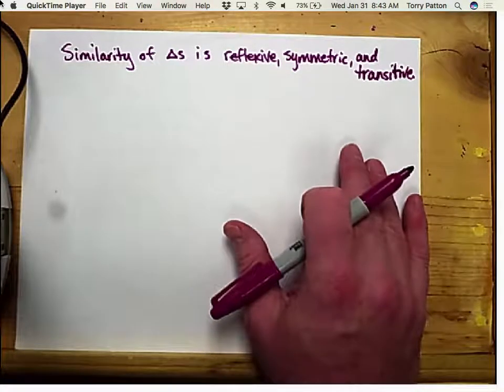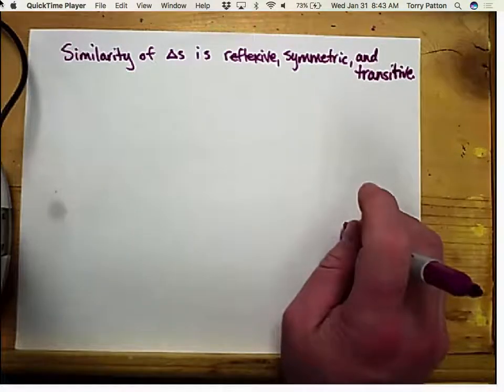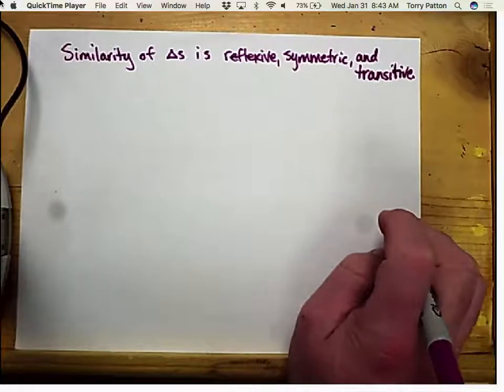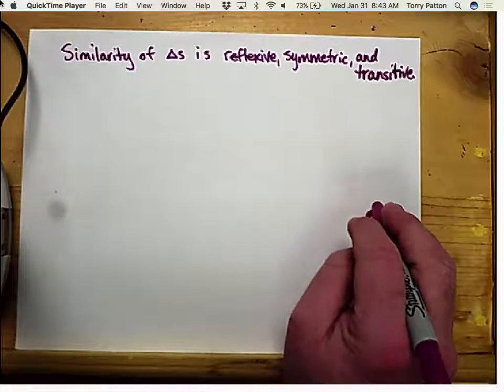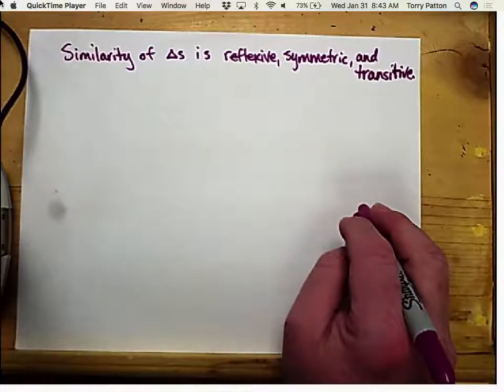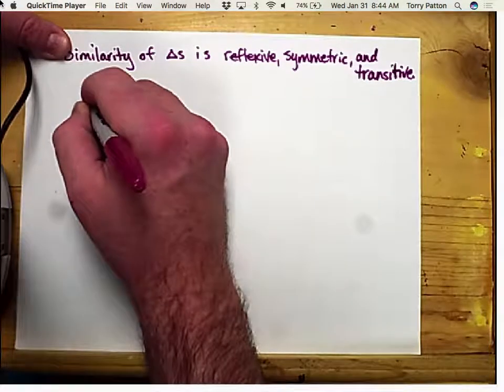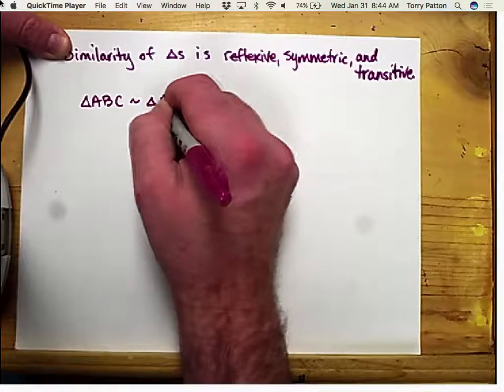Reflexive means what? What's the reflexive property of equality? Something is equal to itself. What's the reflexive property of congruence? Something's congruent to itself. So what do you think the reflexive property of similarity of triangles is? A triangle is similar to itself. So is that true? Is triangle ABC similar to triangle ABC?